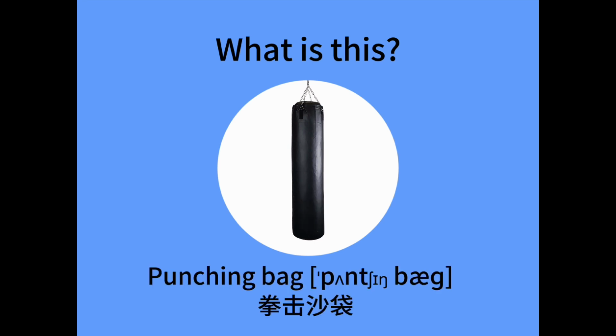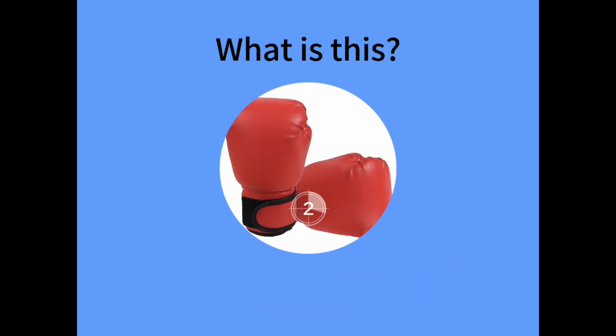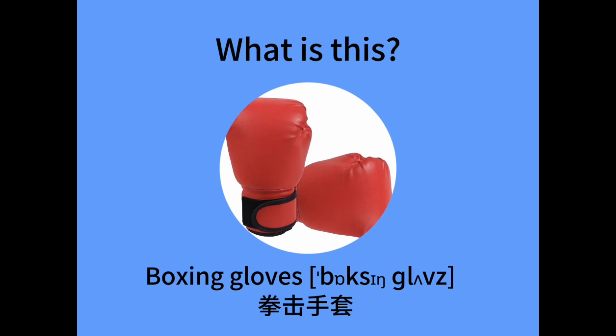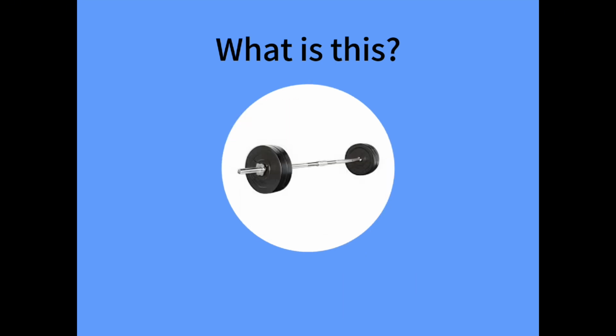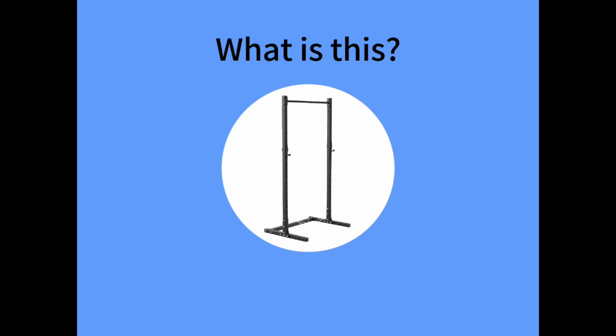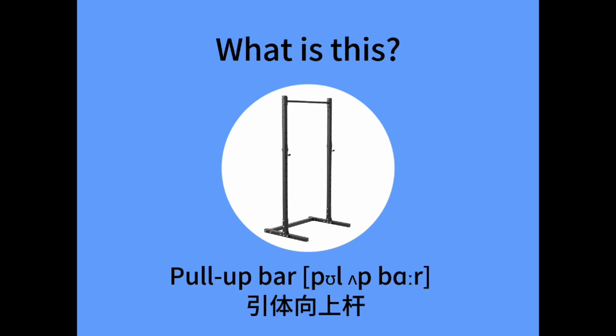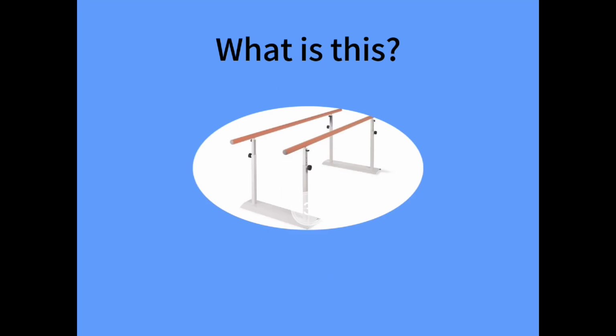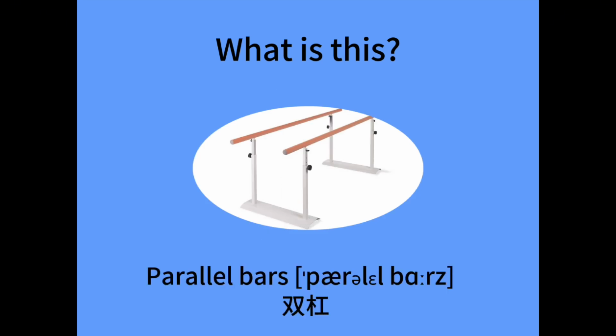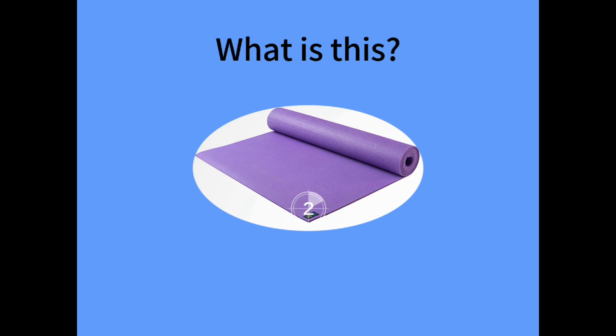What is this? Punching bag. What is this? Boxing gloves. What is this? Barbell. What is this? Pull-up bar. What is this? Parallel bars.